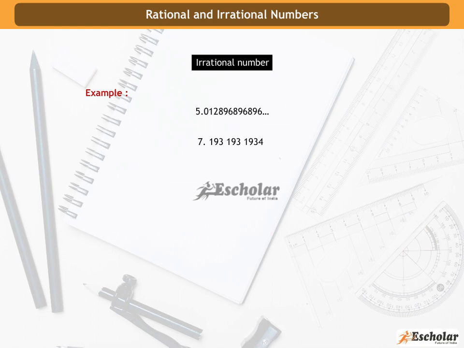However, it is a non-terminating and non-repeating decimal number, as the first 6 digits after the decimal are 193, 193, repetition of 193. But the next digits are 1934. Hence altogether no number is repeating itself. Hence it is an irrational number.